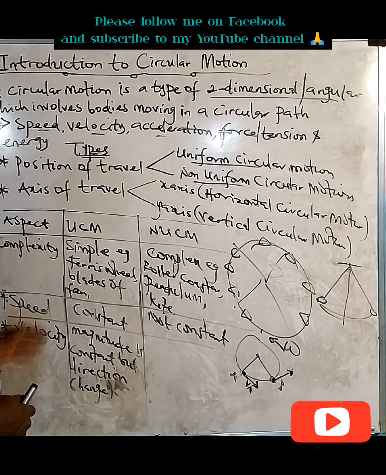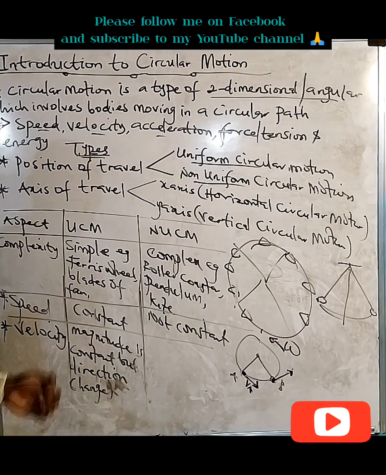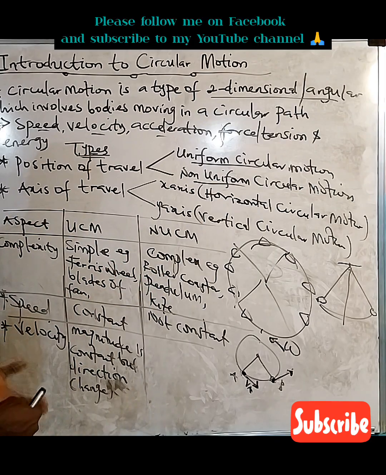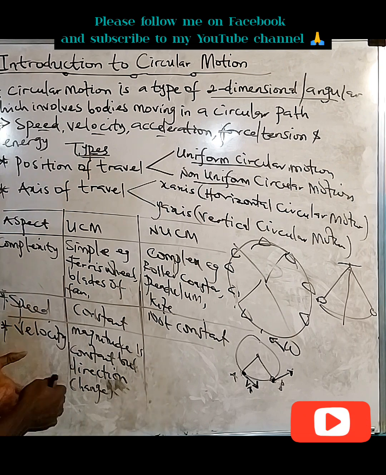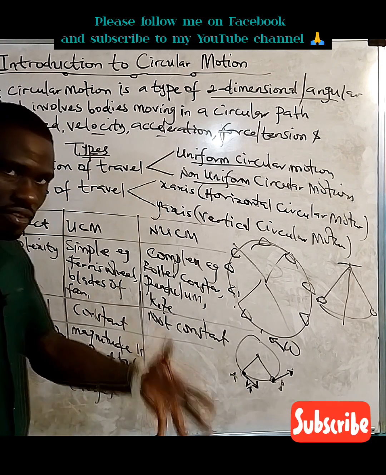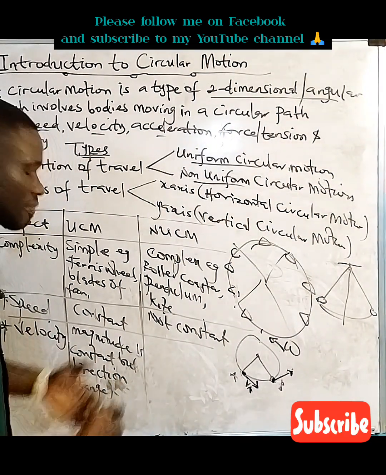So when it comes to complexity, uniform circular motion is simple. When it comes to speed, the speed is constant. Velocity, the magnitude is the same. The size of the velocity does not change, but direction changes.